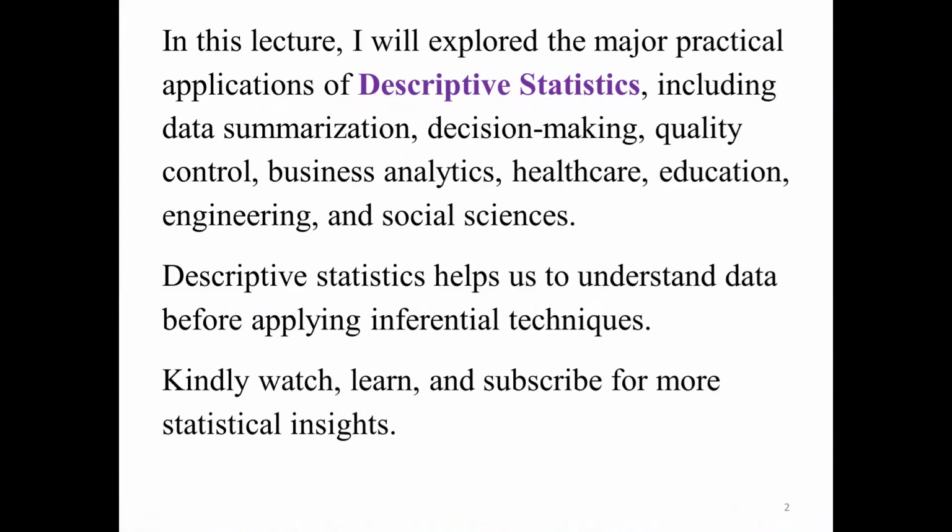Of course, we know that descriptive statistics include data summarization in all fields of endeavor. Descriptive statistics helps us to understand data before applying any inferential techniques.